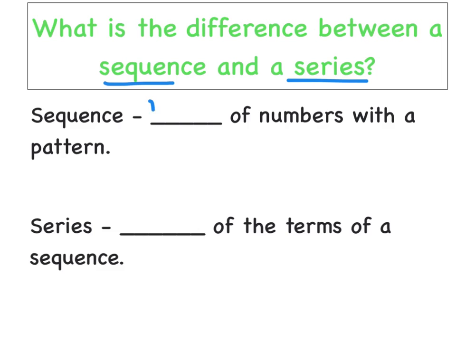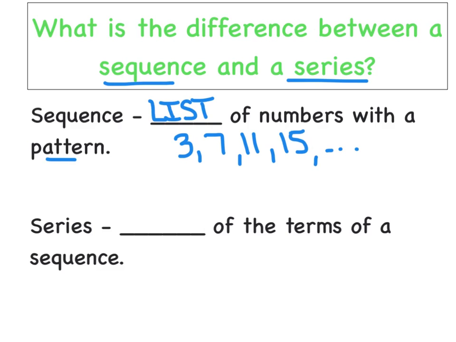A sequence is simply a list of numbers that are separated by comma signs, and they happen to have a specific pattern usually. So, for instance, we might go 3, 7, 11, 15, etc. And here's a sequence that happens to be arithmetic that has a common difference of what? Hopefully you said it had a common difference of 4.